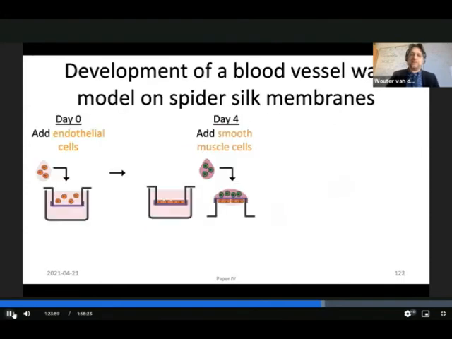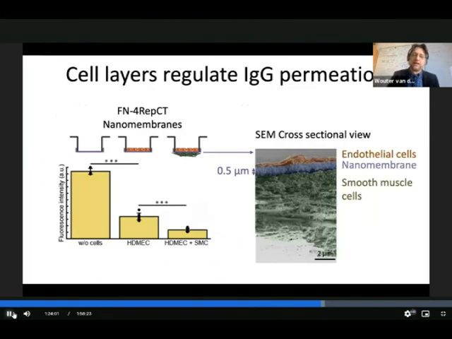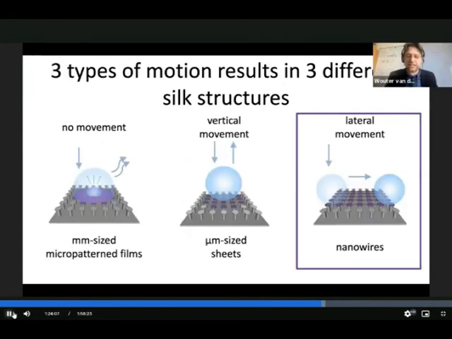Then we went on and built this into a model of a blood vessel. And you can see now we do co-culture. We have endothelial cells on one side and muscle cells on the other. This all works very nicely.